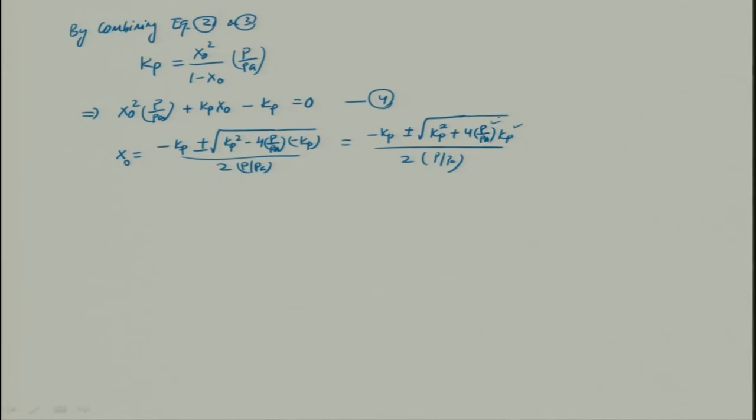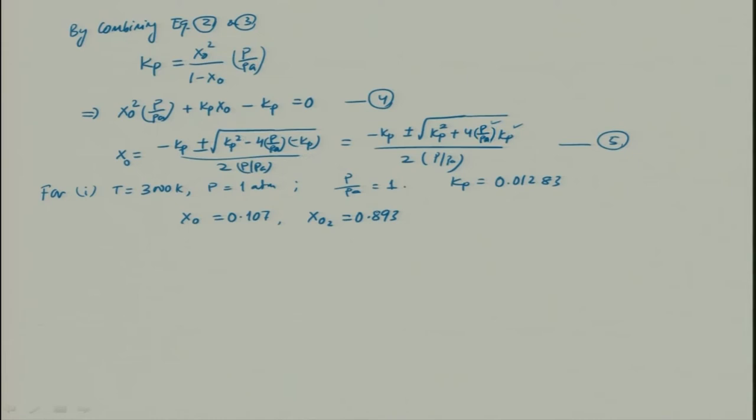If I substitute those values for case 1, this is equation 5. For case 1, T is equal to 3000 Kelvin and P is equal to 1 atmosphere pressure. Therefore, P/PA is equal to 1 and Kp is 0.01283. For that case, you will get x_O equal to 0.107 and x_O2 equal to 0.893.